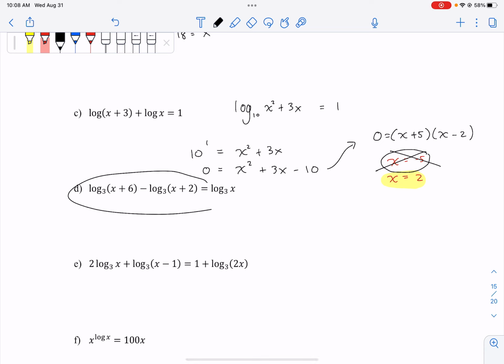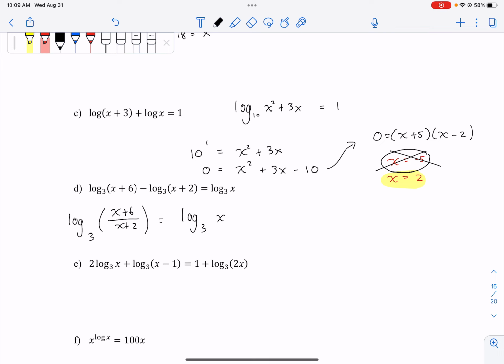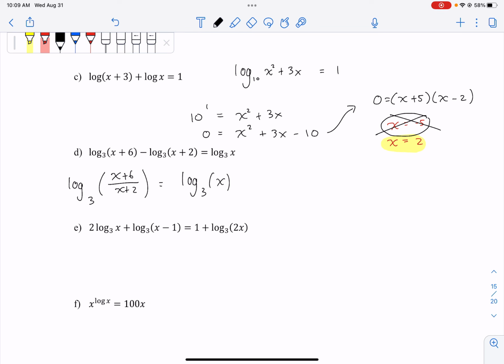I'm going to start doing these a little bit faster now. Because they're the same base, we can divide these since we are subtracting. So (x + 6)/(x + 2) is the big portion of the log. So log base 3 of this whole thing is the same thing as log base 3 of x. They have the exact same bases.